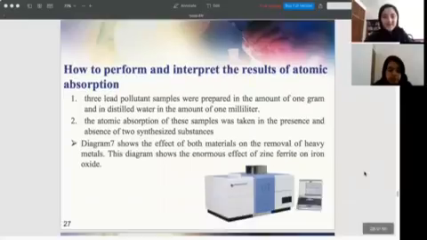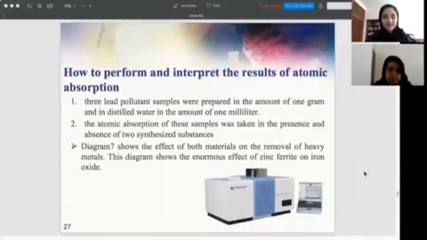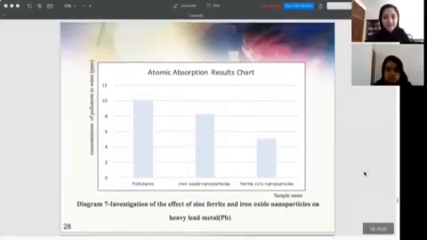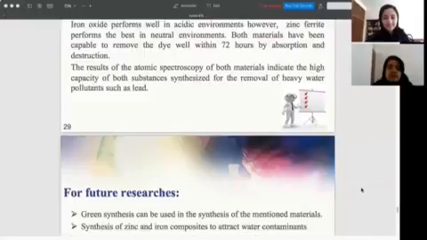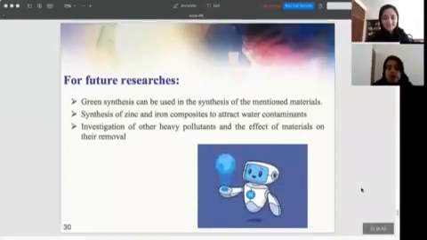To investigate the absorption of heavy metal with the AAS, lead was chosen as a pollutant, since it's an important and significant heavy metal in water. According to diagram 7, both materials had a great effect in removing heavy metal, but zinc ferrite had a far better response than iron oxide. In the end, we'd like to give some advice to other researchers, such as using green synthesis for the mentioned materials and also other dyes for the solutions.